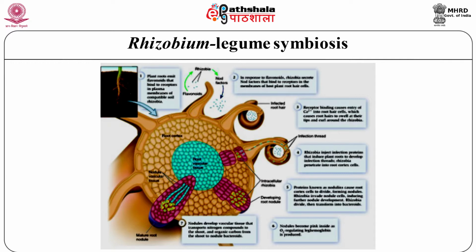Once these bacteria bind to the root hair, they start excreting NOD factors, which stimulate the root hair to curl. The rhizobia then invade this curled root and induce the formation of an infection thread. This thread is constructed by the root cells, and it grows through the root hair cells and penetrates the other root cells nearby.